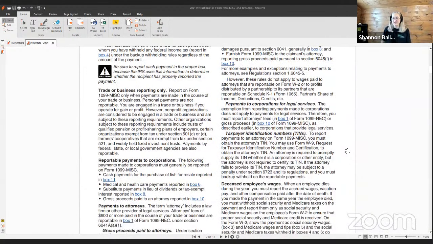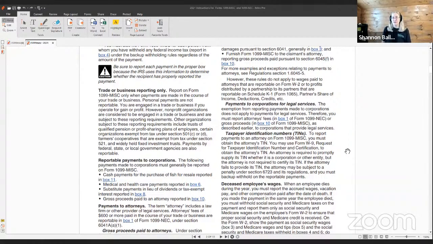Payments to corporations for legal services. The exemption from reporting payments made to corporations does not apply to payments for legal services. Therefore, you must report attorney fees in box 1 of Form 1099-NEC or gross proceeds in box 10 of Form 1099 miscellaneous as described earlier to corporations that provide legal services.